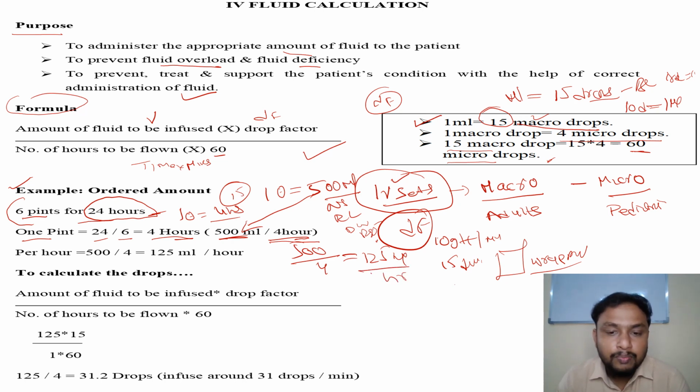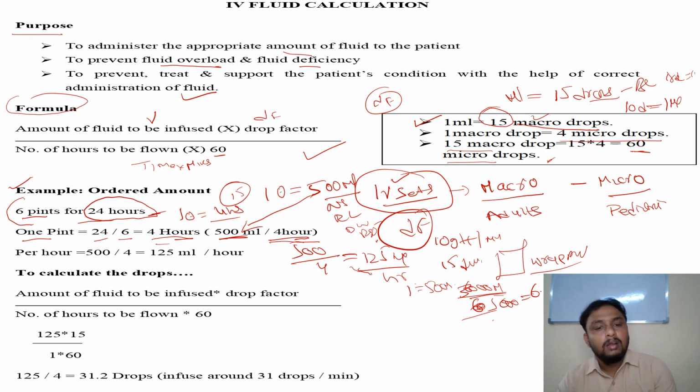So per hour you have to give 125 ml, and 125 ml into 4 equals 1 pint, 500 ml. Then in 24 hours, 6 pints. Each pint equals 500 ml, so 6 pints means 3000 ml. So 3000 divided by 500, six pints, each pint equal to 500. So that is your example.